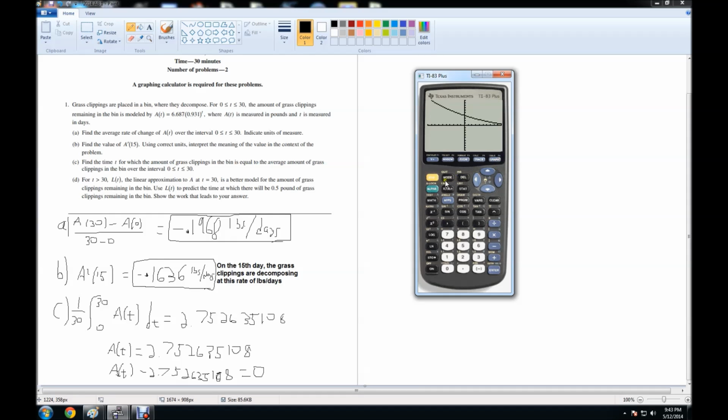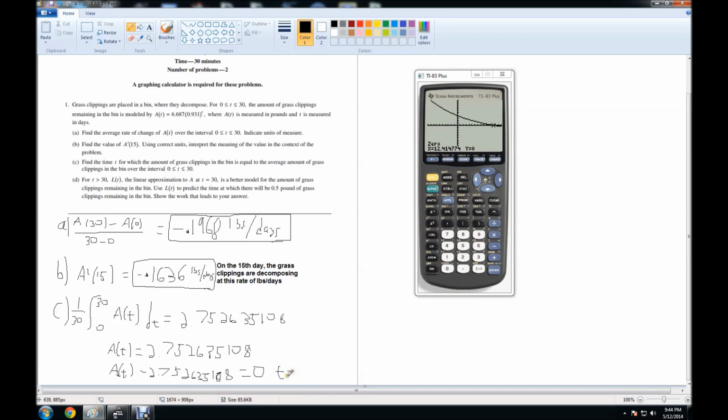Graph. It goes a little bit past. So if I go to my window and make x max, I believe, 13. I believe the answer is 12 point something. Graph. Interesting. Let's increase the graph a little bit more. There we go. So I will go to second calc, zero. Pick that as the left bound, and the right bound, I guess I'll put 15. Enter, enter. The zero is 12.4148.